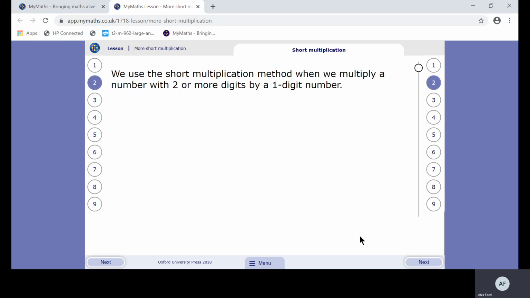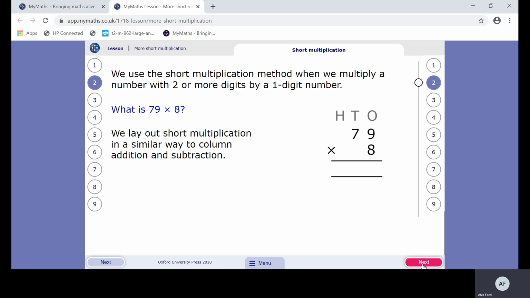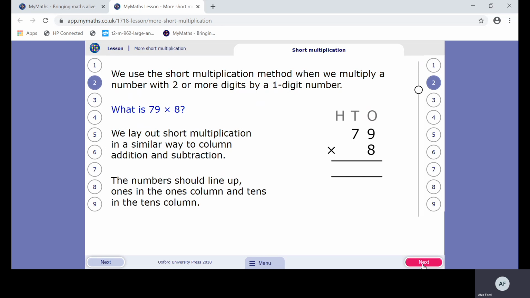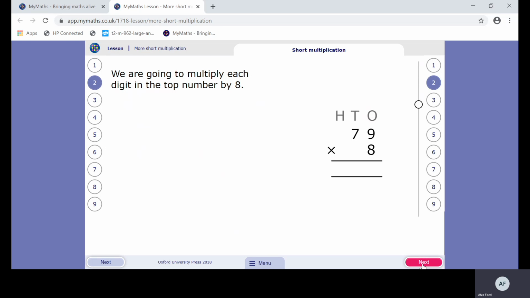We use the short multiplication method when we multiply a number with two or more digits by a one-digit number. For example, 79 times 8. We lay out short multiplication in a similar way to column addition and subtraction. So you place value at the top, digits in the correct place value column. The numbers should line up, ones in the ones column and tens in the tens column. The biggest number goes on the top. We are going to multiply each digit in the top number by 8.